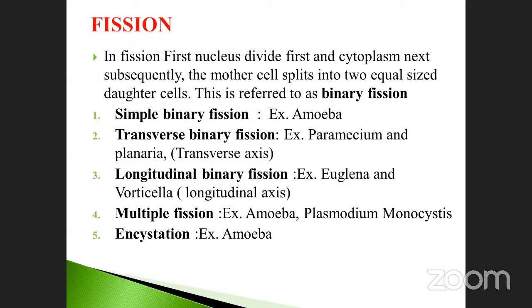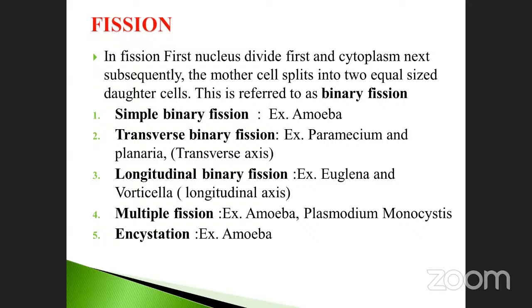Okay, fission is also classified according to the division, whether it may be transverse or longitudinal or more than one, and in unfavorable conditions they produce some specialized spore. Likewise, they may be classified into five. One is called simple binary fission, the second is transverse binary fission, the third is longitudinal binary fission, the fourth is multiple fission, and the last one is encystation.